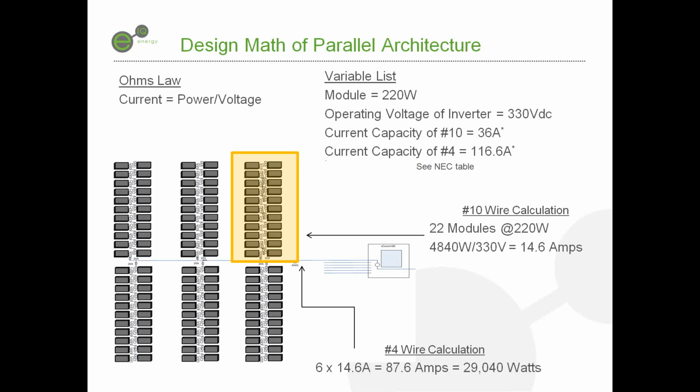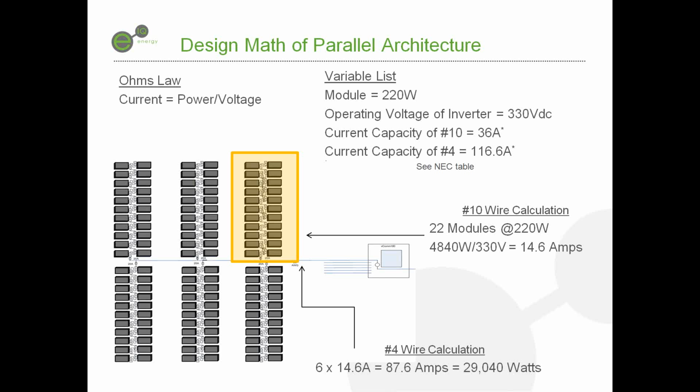So if we look at that math and you say, what can my number 10 take? Well, if I have a number 10 wire and I'm running it at 330 volts and I'm looking at a 220-watt module, if I ran 22 modules, I'd have 14.6 amps. So that just gives you an idea for how that math gets done.